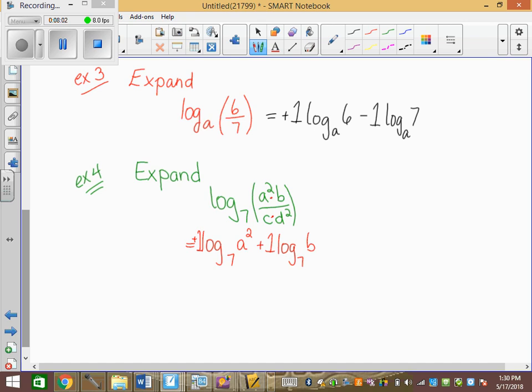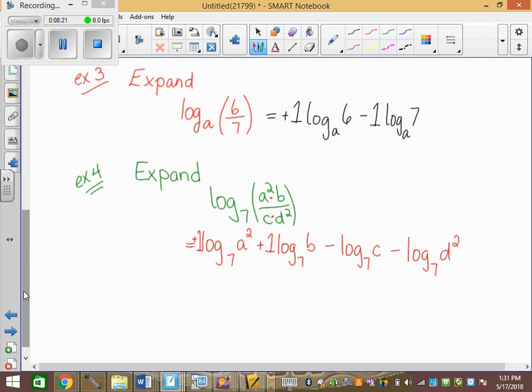And then I'm going to subtract log base 7 of c, and then what am I going to do with the d squared? Minus it. Subtract log base 7 of d squared, and then I've expanded it. Okay? Not super tricky, is it?